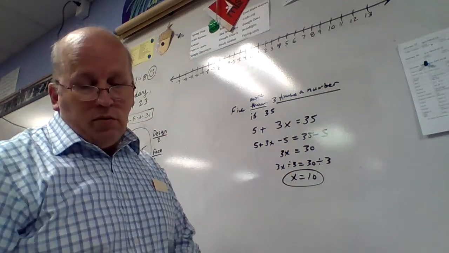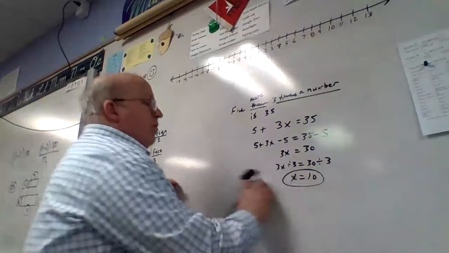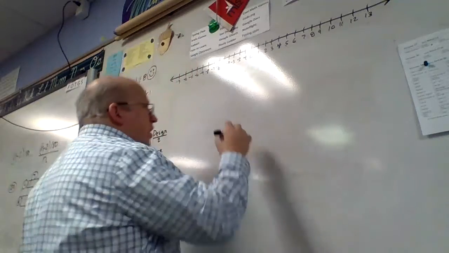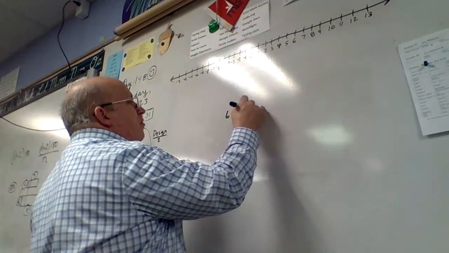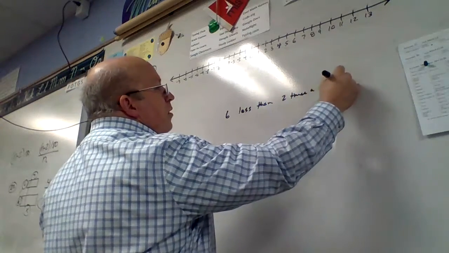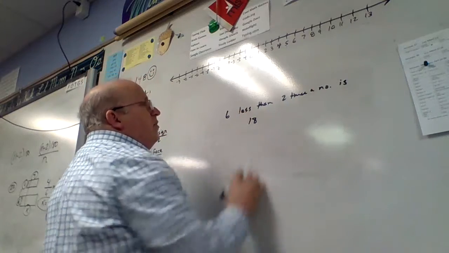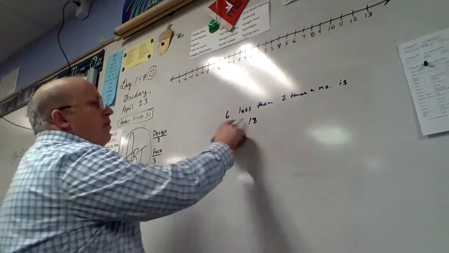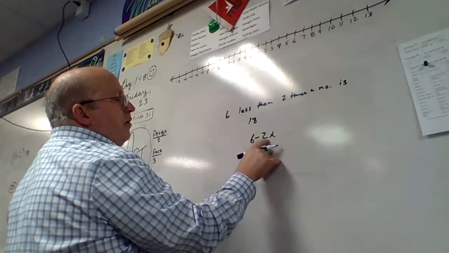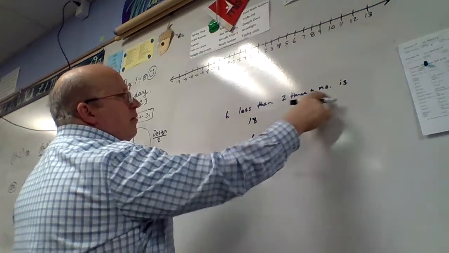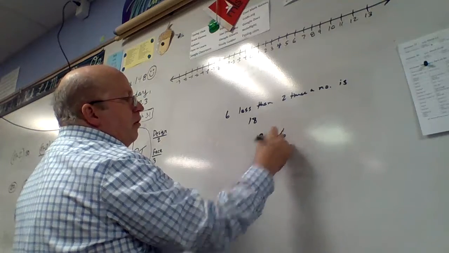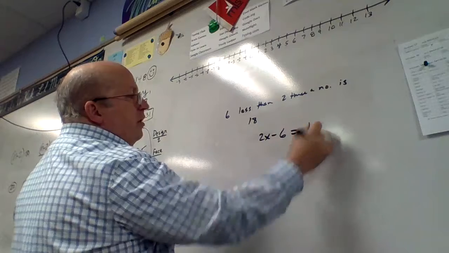So, similar problem for number 20, except you'll notice in number 20 they use the phrase less than. What if I had this problem? 6 less than 2 times a number is 18. How would you write that one out? At first glance, you might think it's 6 minus 2x. But less than, remember, means flipping everything. So we've got to go 2x minus 6 equals 18.